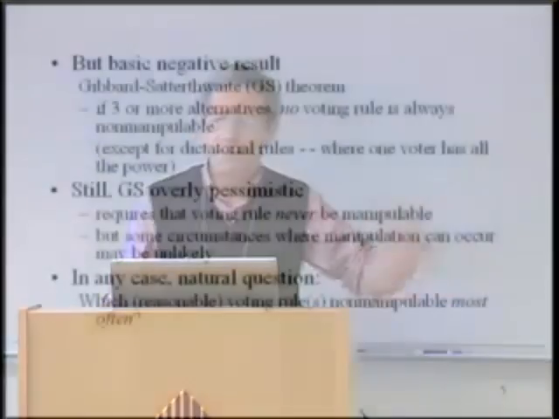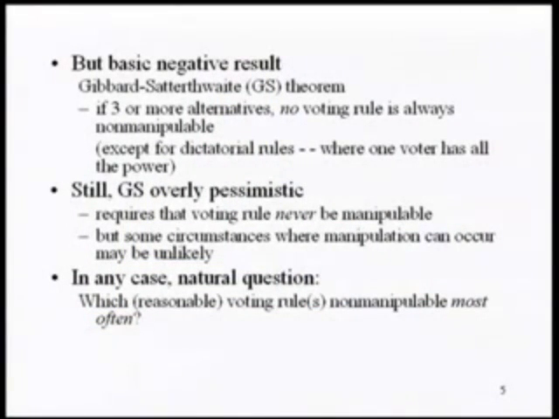And so a natural follow-up question to the Gibbard-Satterthwaite theorem is, well, how can we find, or can we find voting rules that are non-manipulable as often as possible?